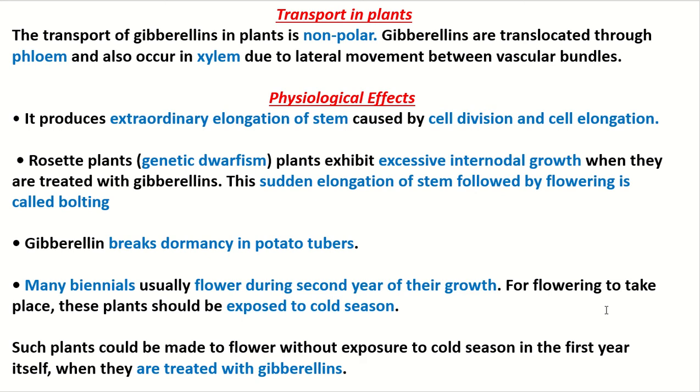If the rosette plants are exposed or treated with gibberellins, they grow well with internodal growth because gibberellin helps to promote excessive internodal growth. This kind of sudden elongation of stem, which is followed by flowering, is said to be bolting.